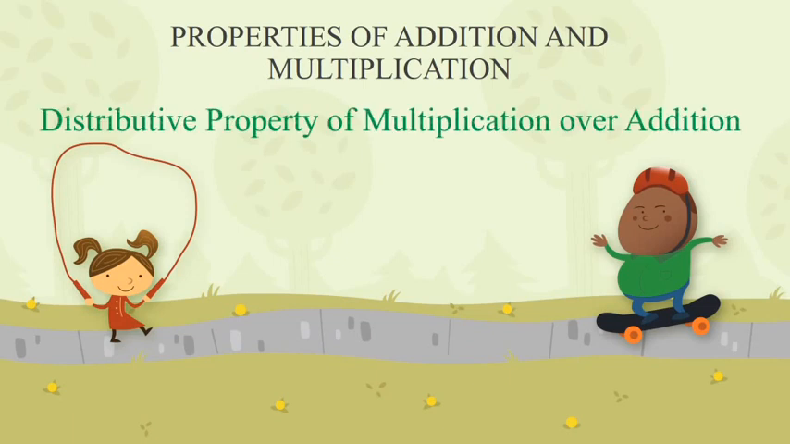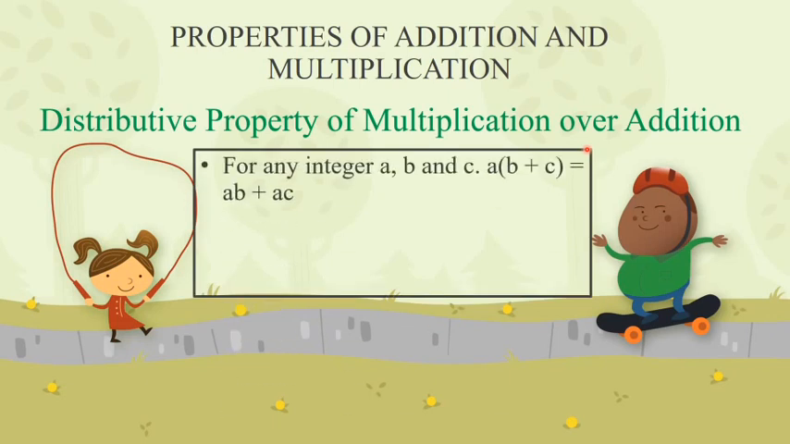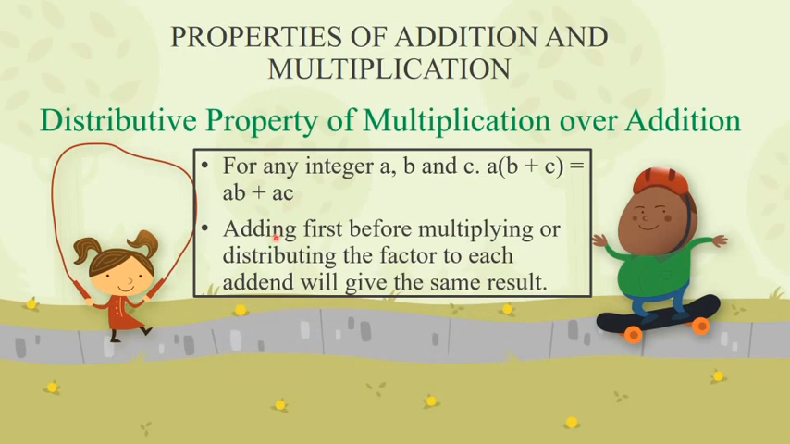And we also have the distributive property of multiplication over addition. So, what do we mean by this property? So, in symbol, for any integers a, b, and c, we have a times the quantity of b plus c is equal to a times b plus a times c. So, it means that adding first before multiplying or distributing the factor to each addend will give the same result.